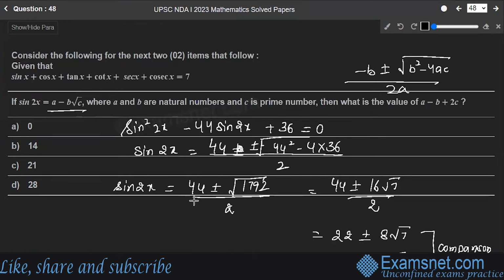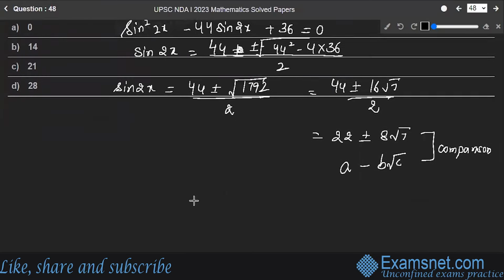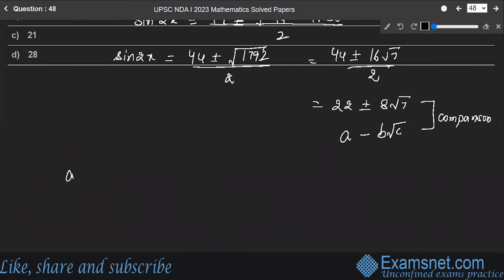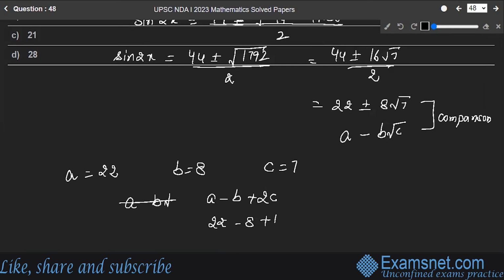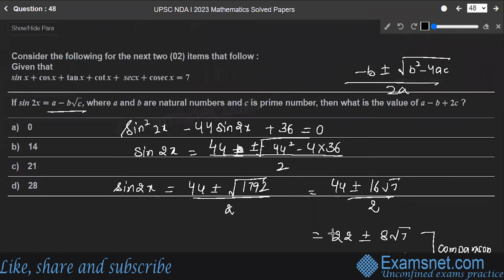So you got what you need to find out in the question: a minus b plus 2c. From here, you get a is equal to 22, b is 8 and c is 7. So we had to find out the value of a minus b plus 2c: 22 minus 8 plus 14, this will give you 28. All right, so this is the answer to the question. Option D is the correct answer. Hope you got that. Let's move to the next question, number 49.